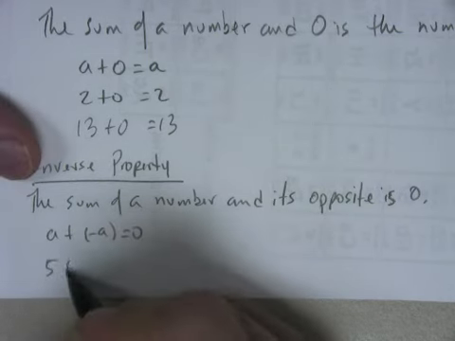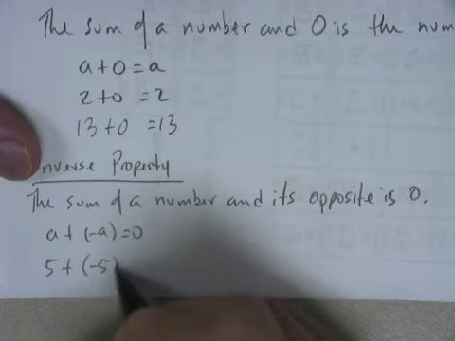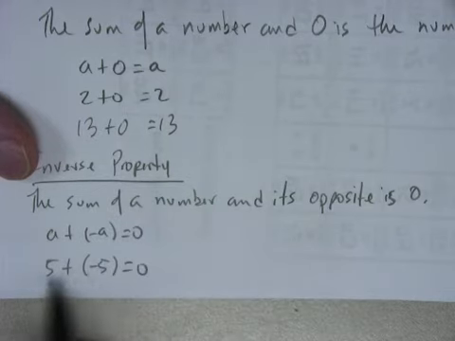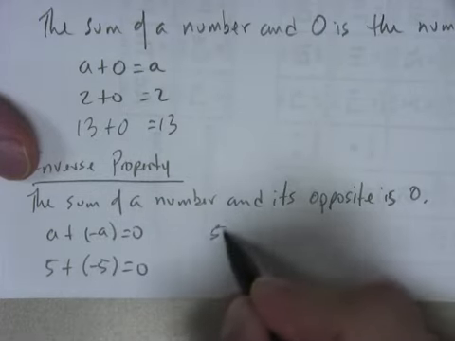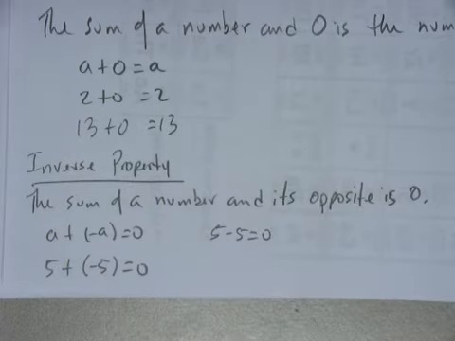What if I did this? 5 plus negative 5 equals 0. Well, this is really just 5 minus 5. What's 5 minus 5? 0. Okay, so we have 4 properties.